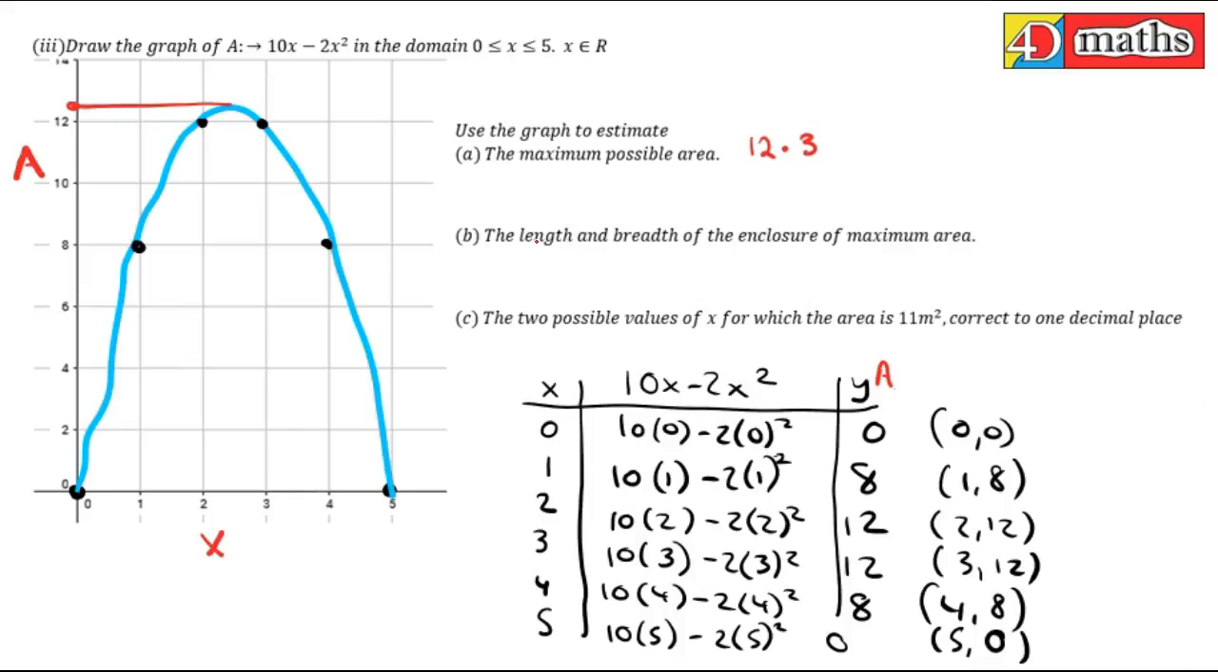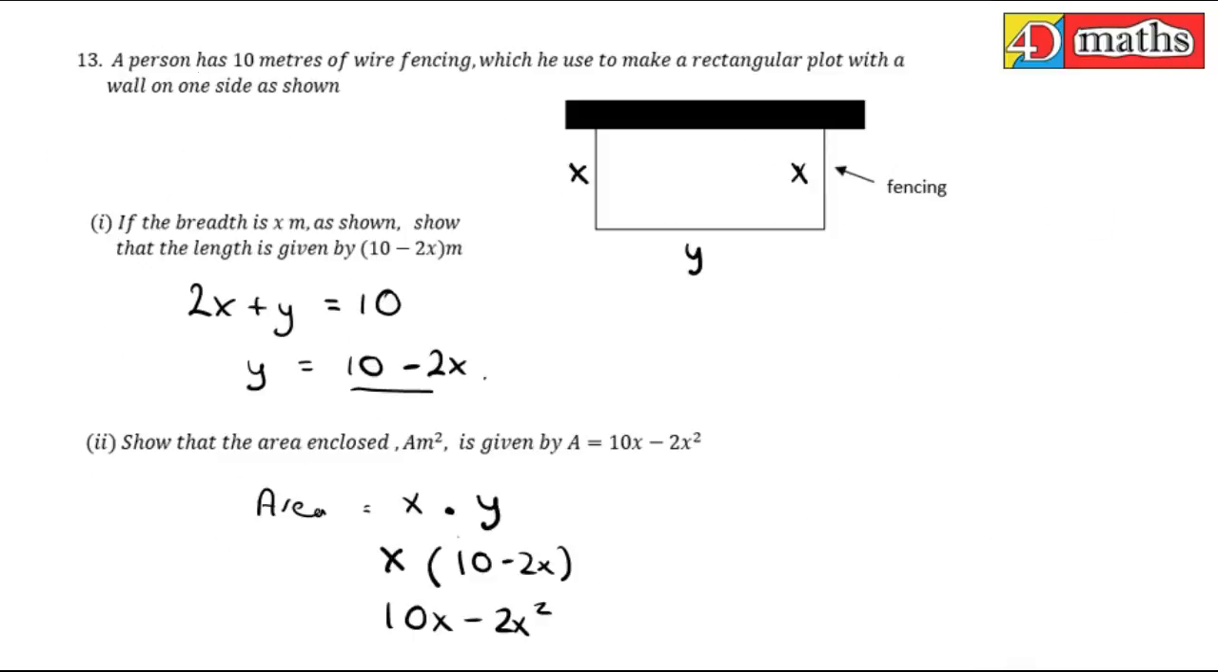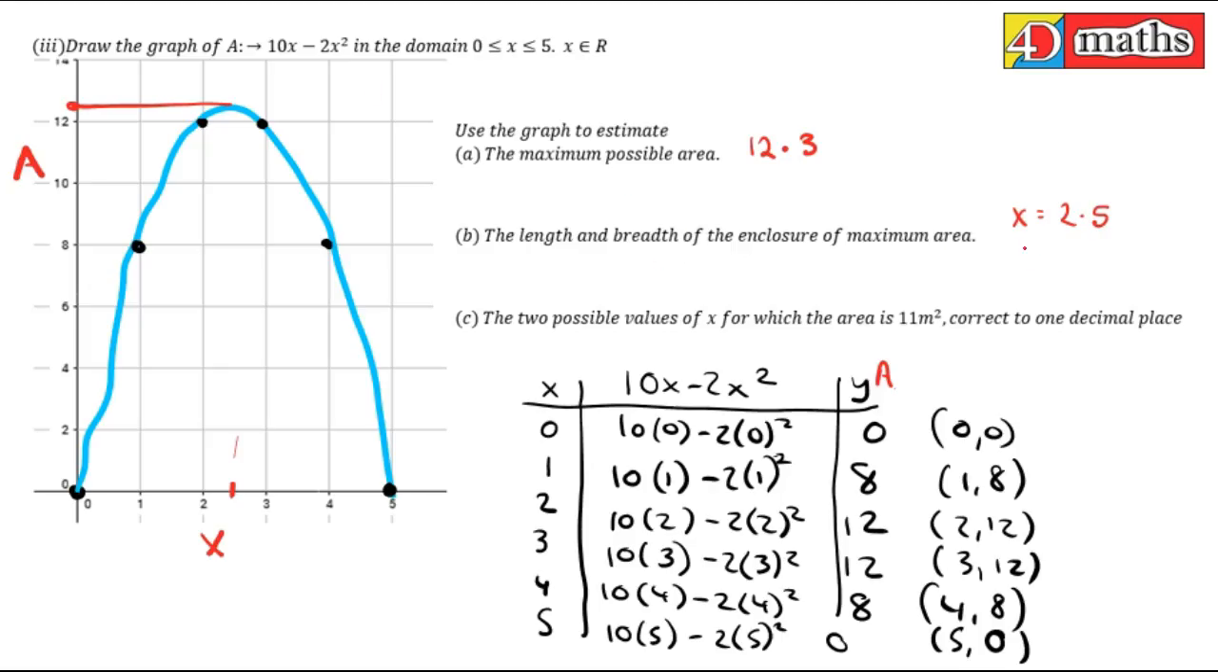Okay, the length and breadth of the maximum area. So if you go down along here, what would the length be? Well, x would be 2.5. Okay, so the x value is 2.5. So if we go back to the previous slide a second, if x is 2.5, what would y be? It would be 10 minus 2 times 2.5, 10 minus 5, which is 5. So the length will be 5.